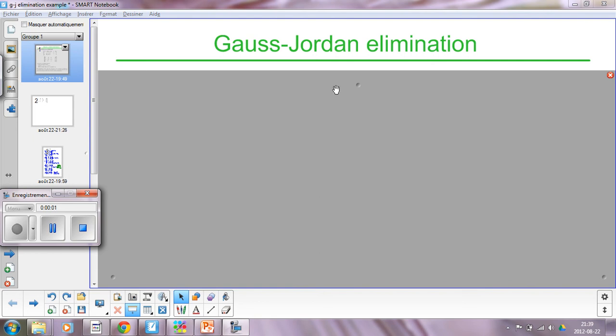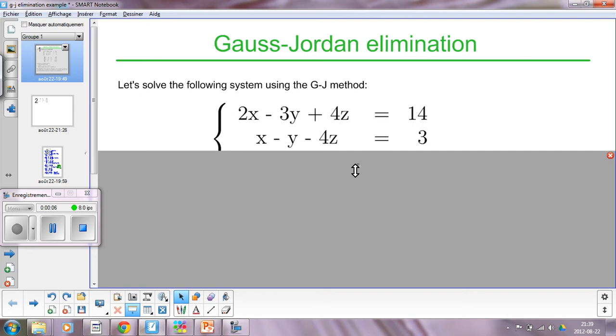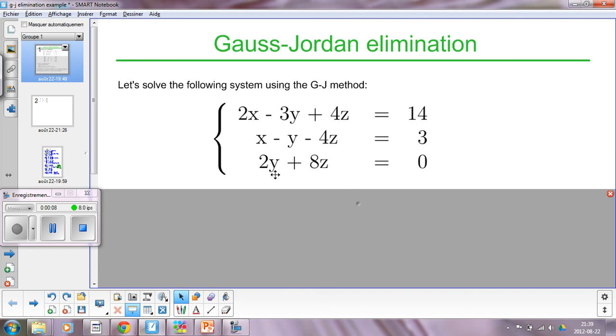So we'll be doing Gauss-Jordan elimination, which is a method for solving linear systems. We'll take this linear system as an example and try to solve it using the Gauss-Jordan method. We have three equations in our linear system with three unknowns, x, y, and z. So we'll use the Gauss-Jordan method to try and find its solution.